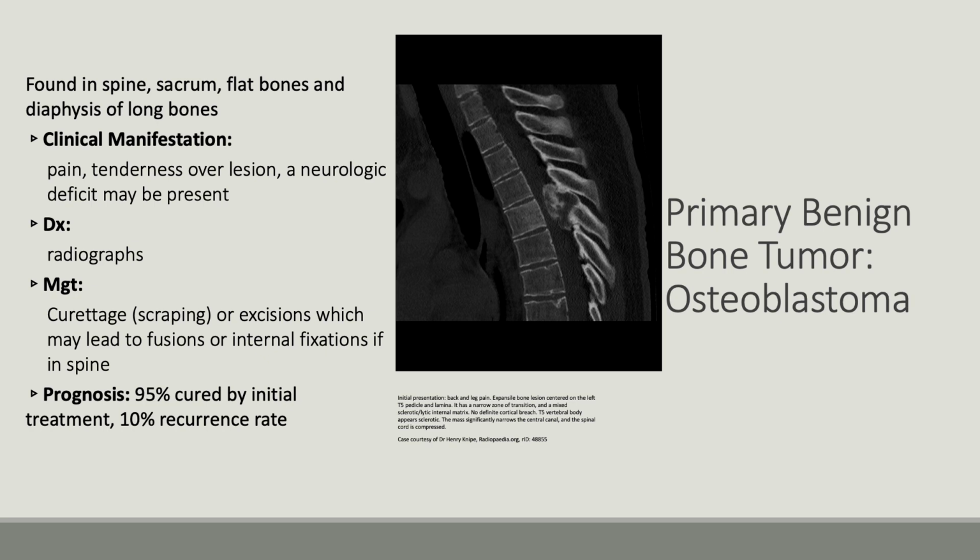Treatment includes curettage, which is scraping to remove the contents of the bone cavity, which is often sufficient for long bone lesions. A wider excision may be recommended due to the tumor's unpredictable nature and high recurrence rate, which is up to 15%. Prognosis: initial treatment cures 90 to 95% of osteoblastomas. Despite careful removal, recurrence occurs in about 10% of cases.